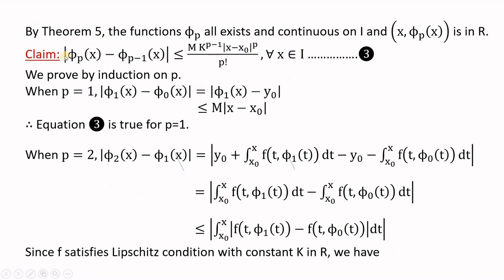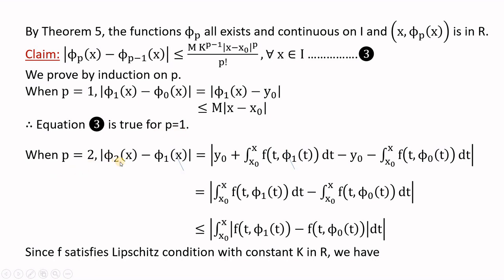First we are going to prove that |φ_p(x) − φ_{p−1}(x)| ≤ M K^{p−1} |x − x_0|^p / p!. We are going to prove this by induction on p. When p = 1, we are getting this value. So this equation is true for p = 1.